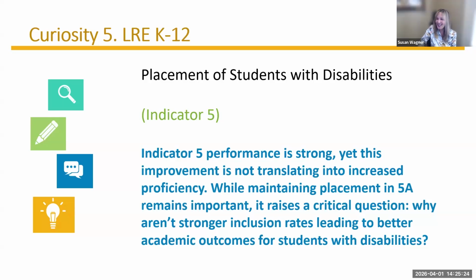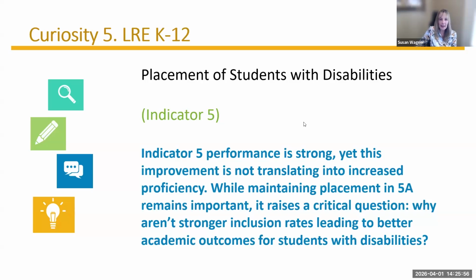All right, let's start with LRE for K-12. And our curiosity question surrounding indicator 5 is indicator 5 performance is very strong, yet this improvement is not translating into increased proficiency. So while maintaining placement in 5A remains important, of course, it raises a critical question. Why aren't stronger inclusion rates leading to better academic outcomes for students with disabilities?